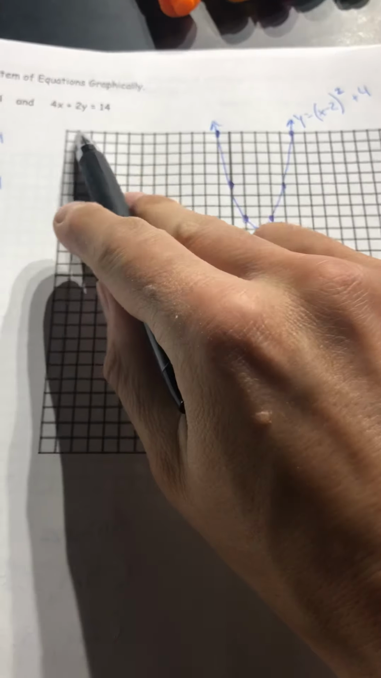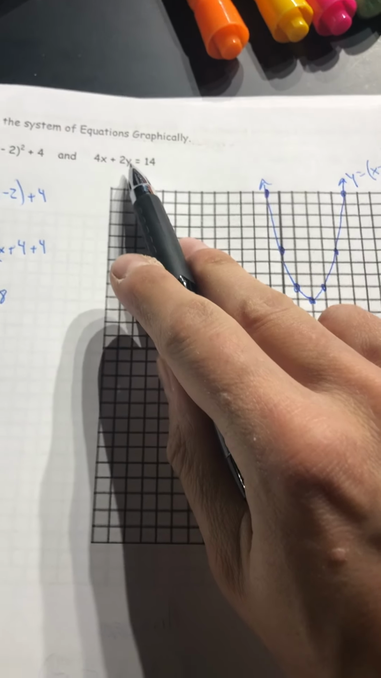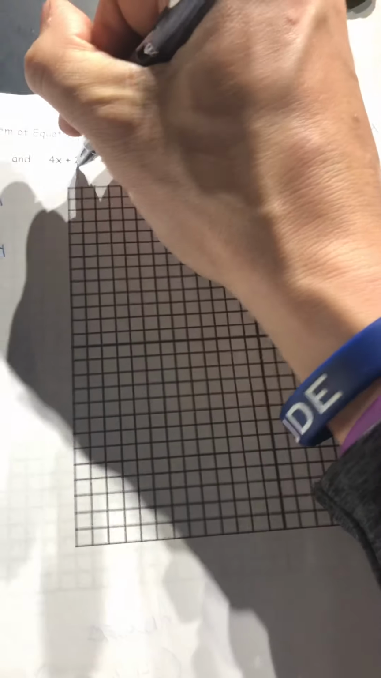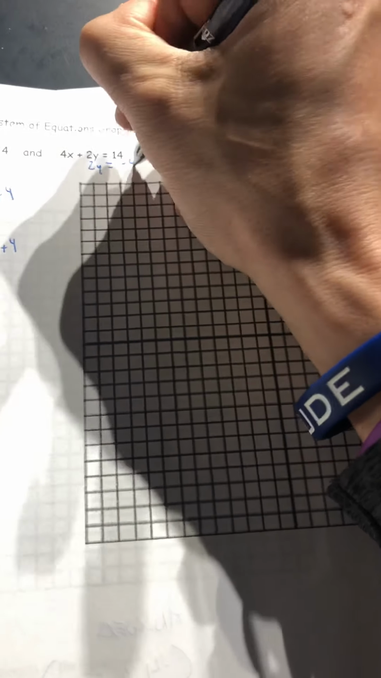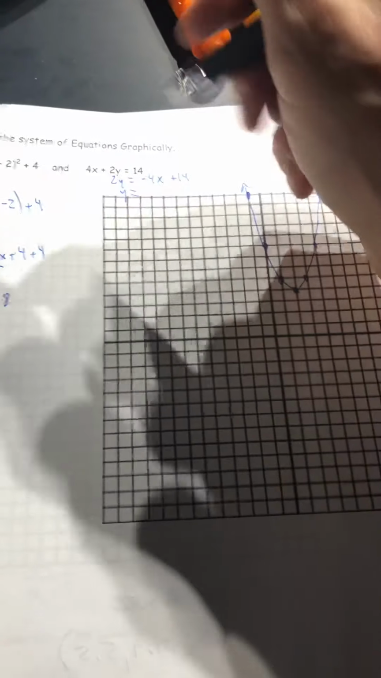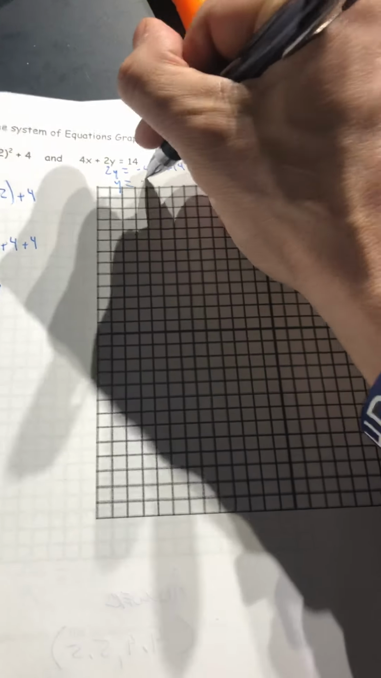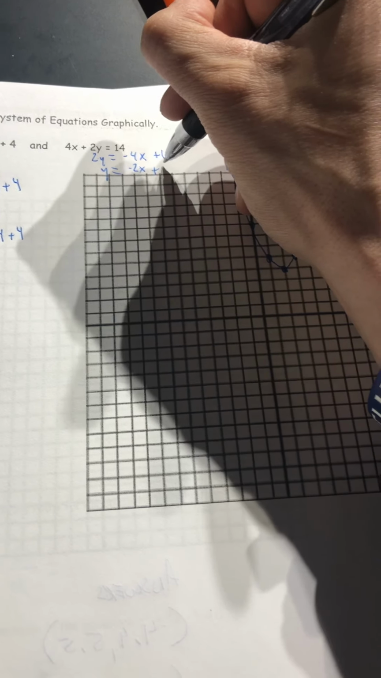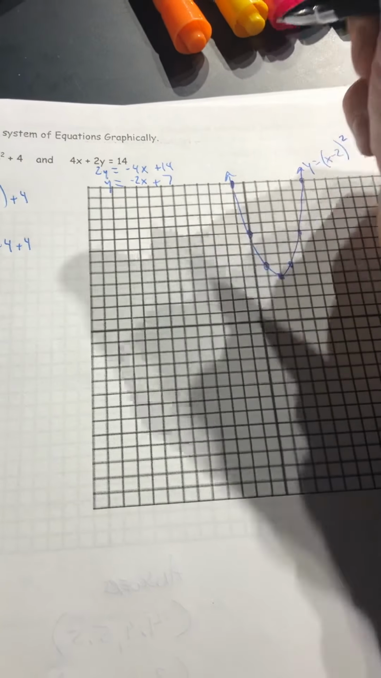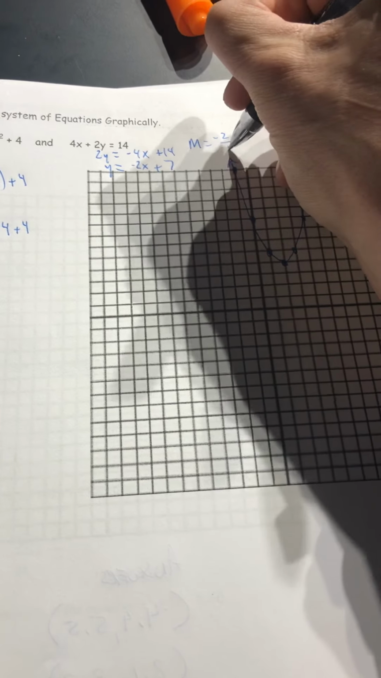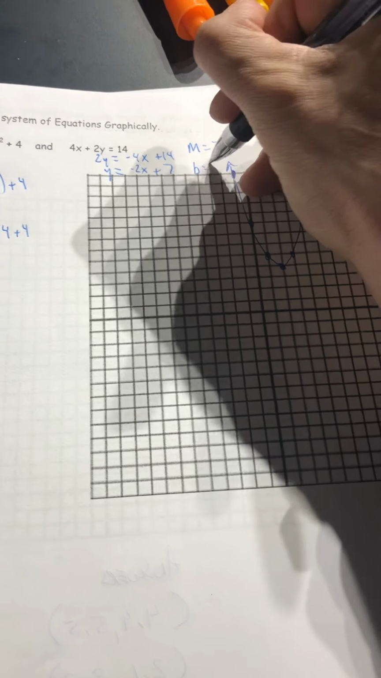Now this is our line. We have to get y alone. So in order to get y alone, the first thing that I'm going to do is I'm going to subtract 4x. So I'll have 2y equals negative 4x plus 14. And then I'm going to divide by 2. So when I do that, negative 4 divided by 2 should be negative 2x. 14 divided by 2 should be 7. So our slope is the number attached to x, not the x. So it's negative 2 over 1. And our y-intercept is 7.